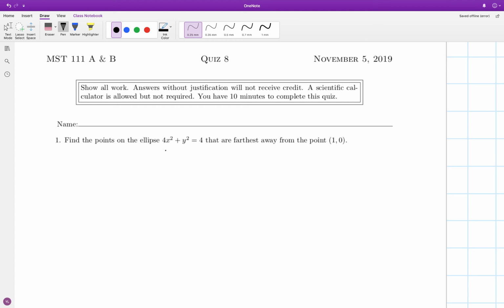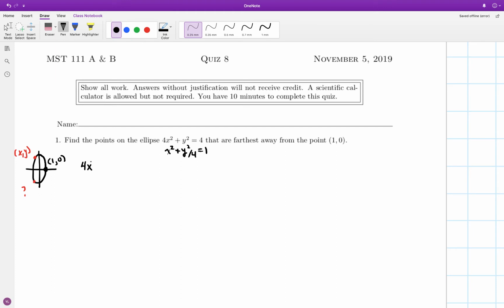Okay, to understand the problem, I'm going to put this ellipse in standard form just to get a very, very small rough sketch of what the question is asking. Of course, the picture isn't entirely necessary, but it does help me in the step that is understand the problem. So I put the ellipse in standard form. I draw the point 1, 0, and I kind of eyeball 2 points that I think are farthest away from that point 1, 0.